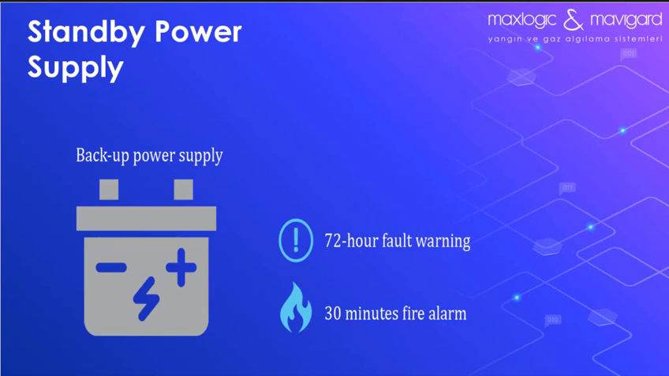6.8.3 Standby power supply. Statement B: in conditions where it is not followed continuously or error signals are not forwarded to a call center instantly, it should give 72 hours of fault warning and 30 minutes of fire alarm.